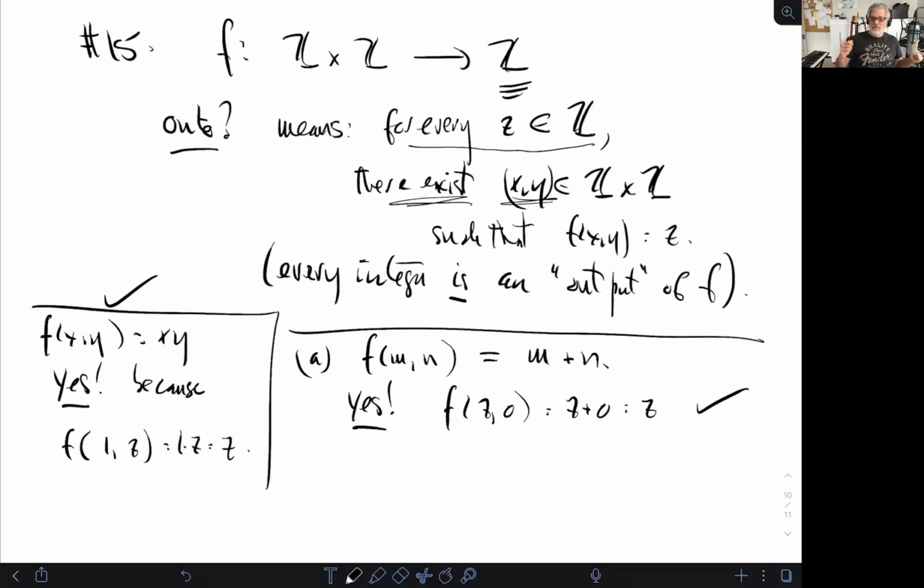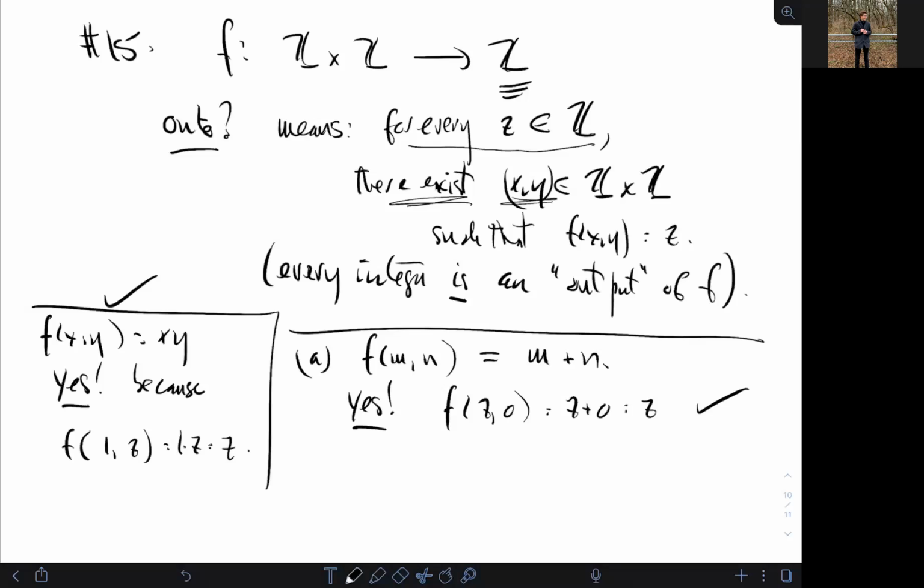So the game is, for every possible output, I have to be able to come up with one input, but here's 2 integers that will output that given output. So I'm allowed to choose them the way I want, as long as there's one pair that is mapped to that z, then I'm fine. Oh, okay. I see.